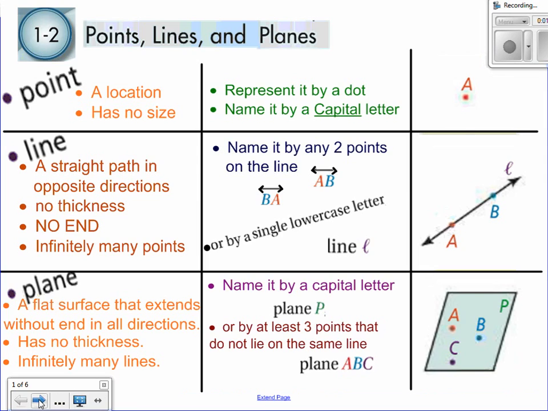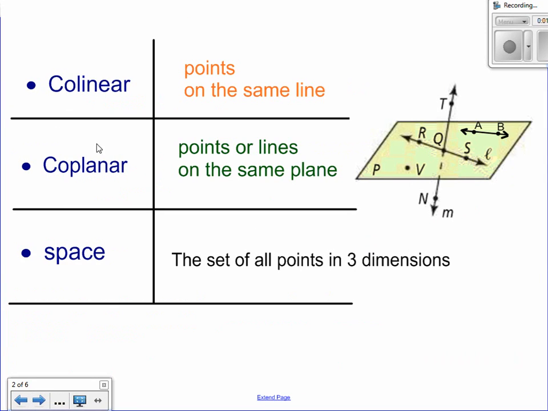You ready? 3 more: collinear, coplanar, and space. No, space is not the final frontier. This space is the set of all points in 3 dimensions. Collinear and coplanar, just like the word co-worker, that's somebody who does the same work that you do. Collinear are points on the same line. Same, co. Linear, see the word line in there? And coplanar, of course, are points or lines on the same plane.